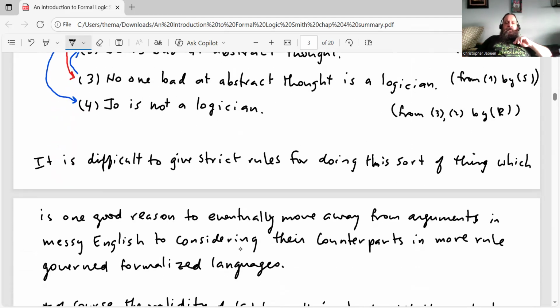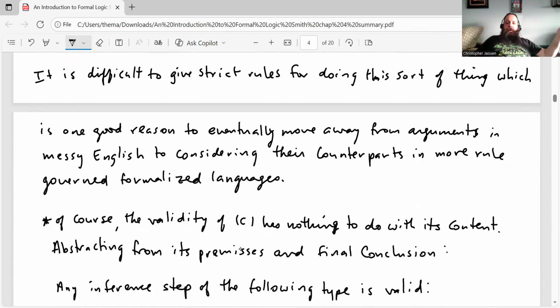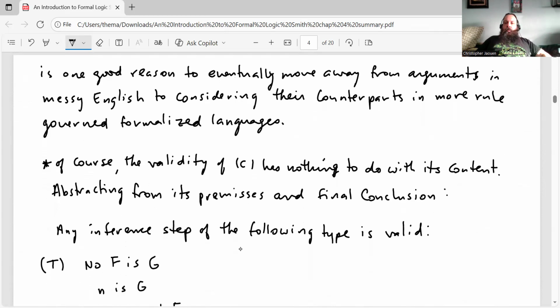All right, it's difficult to give strict rules for doing this sort of thing, which is one good reason to eventually move away from arguments in messy English to considering their counterparts in more rule-governed, formalized languages, which is something I'm more comfortable with being a student of mathematics. Of course, the validity of C has nothing to do with its content. Abstracting from its premises and final conclusion, any inference step of the following type is valid.